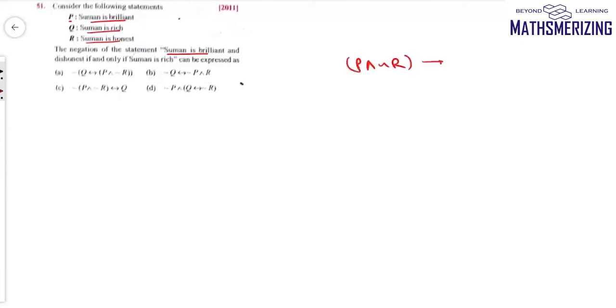So that is if and only if Suman is rich, which is Q, and we need to find the negation of this statement. So we know that A if and only if B is equivalent to B if and only if A. So I can also write it as Q if and only if P and not R, and that's your option number A.